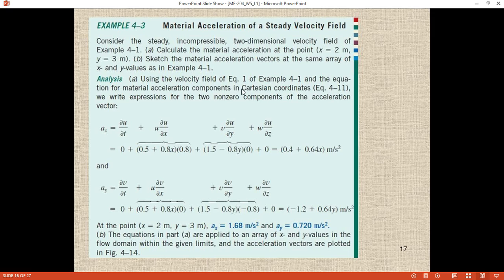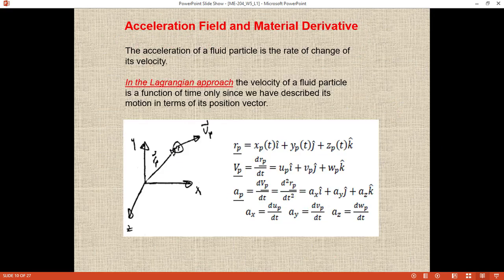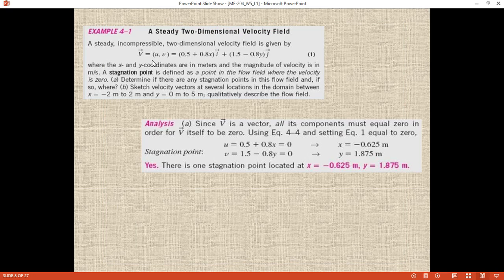Here we consider the previous example that we have solved. We should use the same velocity vector function to calculate the material acceleration. So we write the expressions for the two non-zero components of the acceleration vector. This is the velocity function that is given, and we are going to use the same velocity function in this problem.